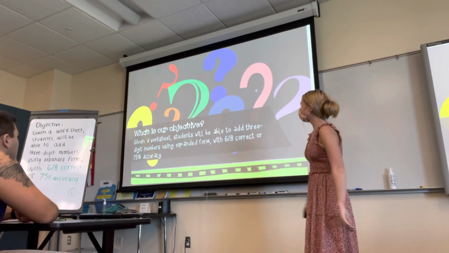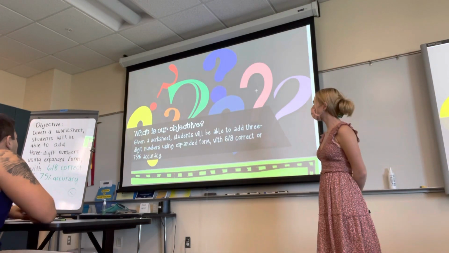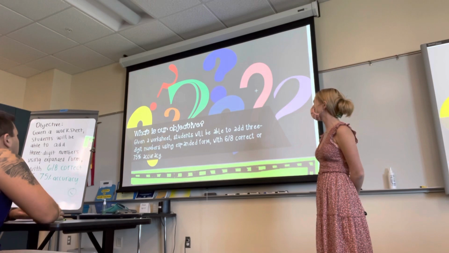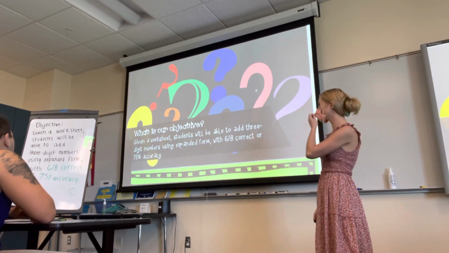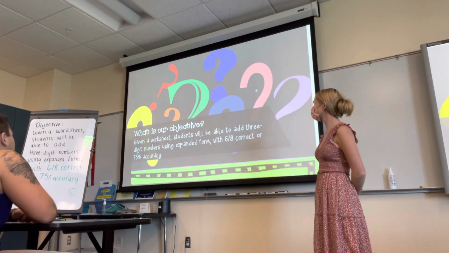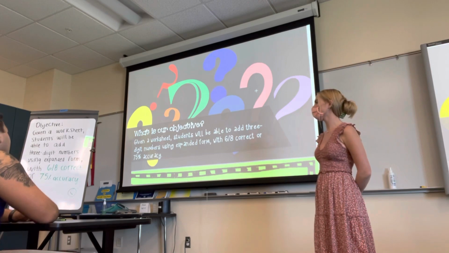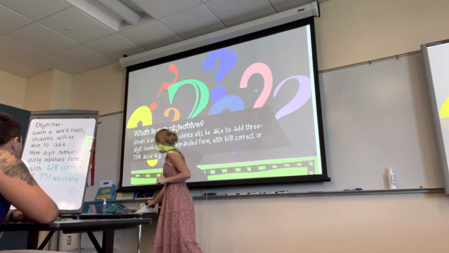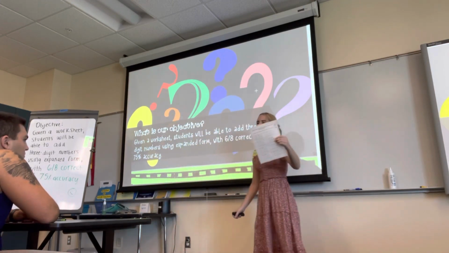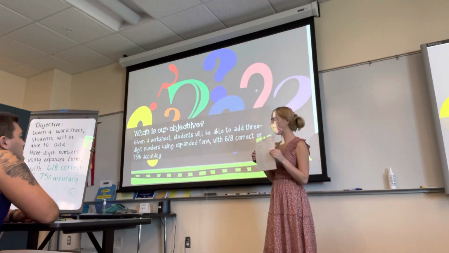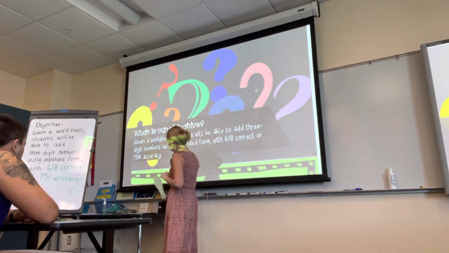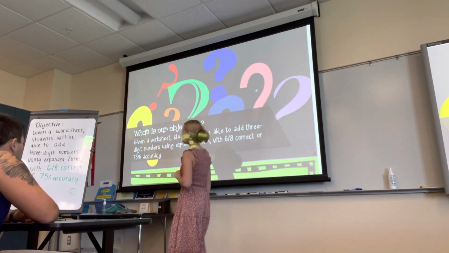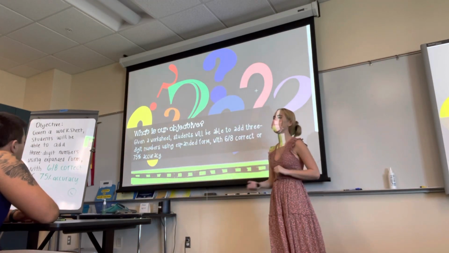Now let's read our objective together. Given a worksheet, students will be able to add 3-digit numbers using expanded form with 6 out of 8 correct or 75% accuracy. So after today's lesson, I'm going to give you each this worksheet right here, and you're going to complete it independently, of course, keeping our objective goal in mind.